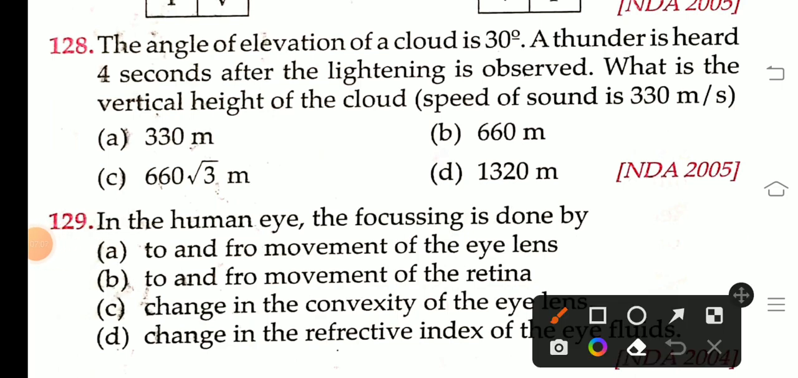Next, the angle of elevation of a cloud is 30 degrees. A thunder is heard 4 seconds after the lightning is observed. What is the vertical height of the cloud? Speed of sound is 330 meter per second. Right answer will be option B, 660 meter.